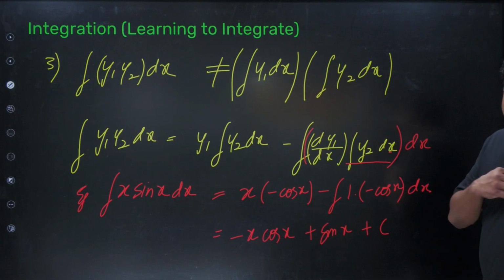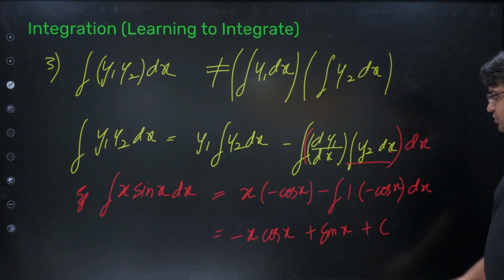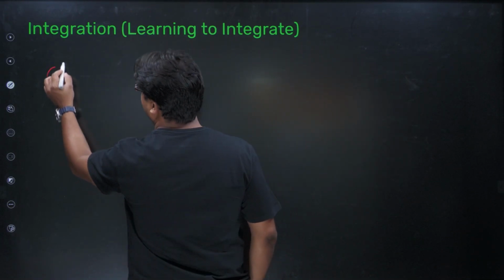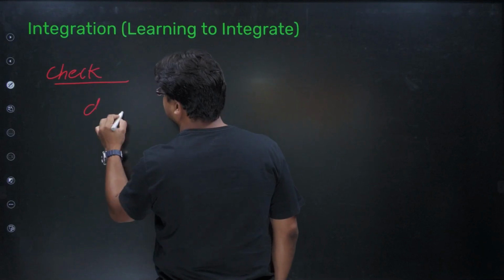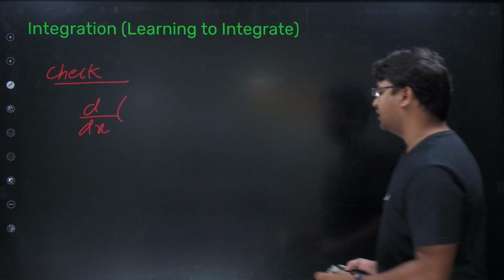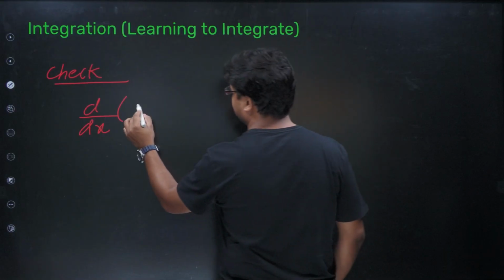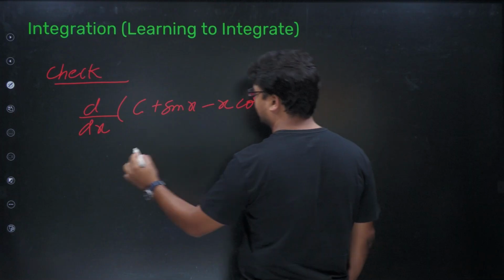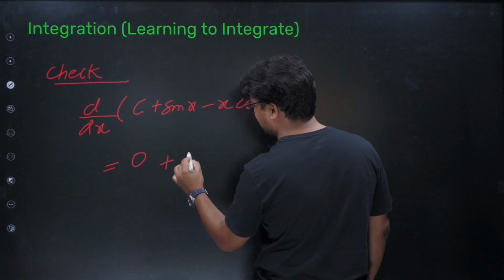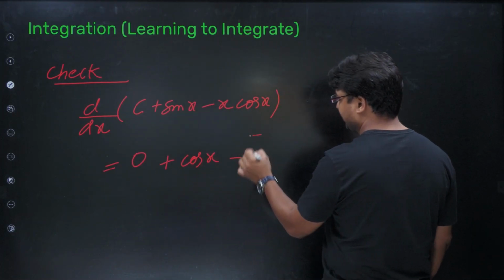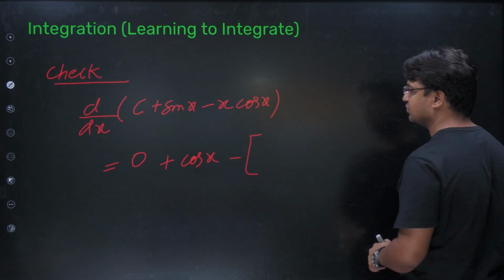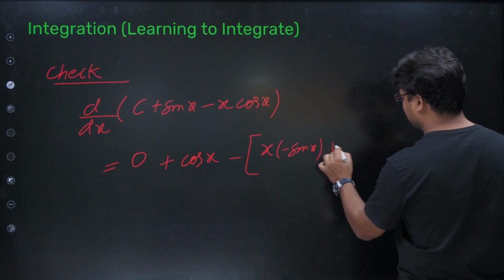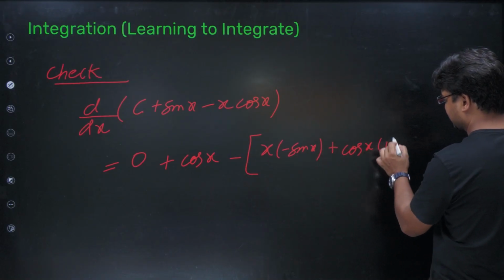If you want to check whether this is correct or not, I will encourage you guys to differentiate this entire thing and check. Or let me do it for you. So let us check whether we did it correctly. d by dx of the right hand side, which is c plus sin x minus x cos x. So it will be 0 plus cos x minus, then we have to differentiate a product of two, so we'll use the differentiation rule: first function into differentiation of second function, plus second function into differentiation of first function.